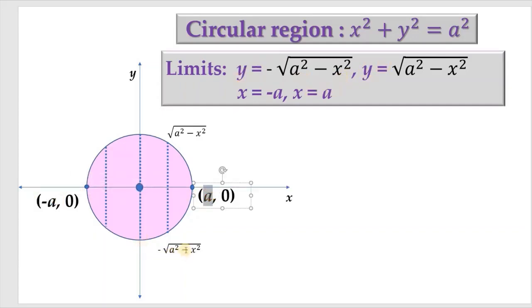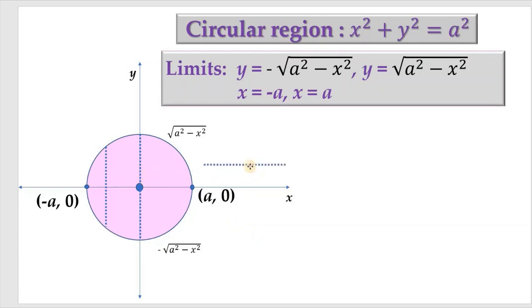And the limit for y, where do you get it from? You go to the given equation, from which you obtained y in terms of x. This is because I am covering the region by drawing lines parallel to the y-axis. The same thing could be done by drawing lines parallel to the x-axis also. Like this also you can cover.